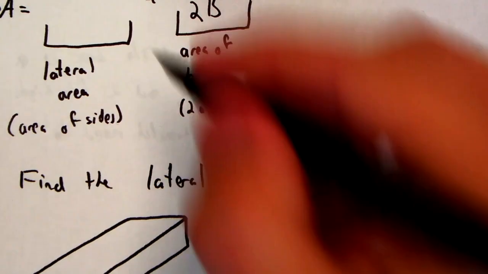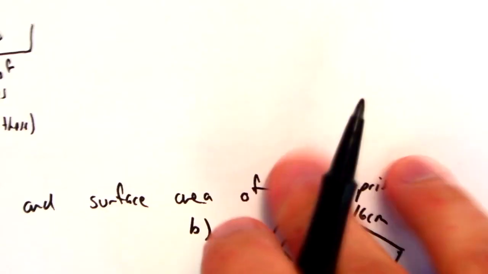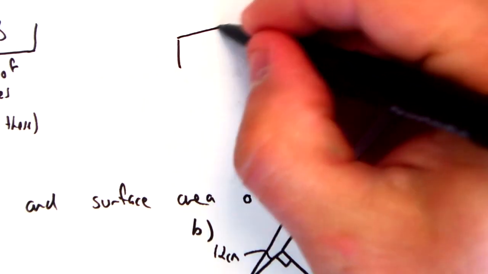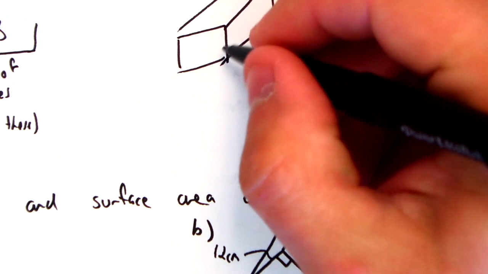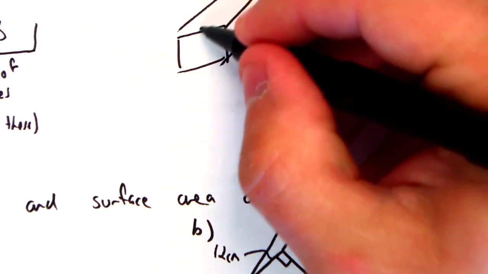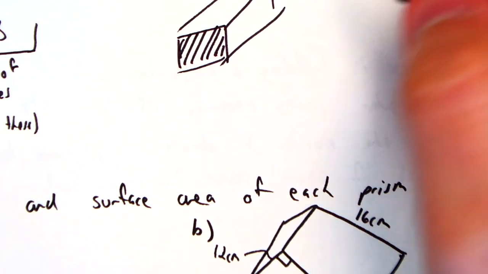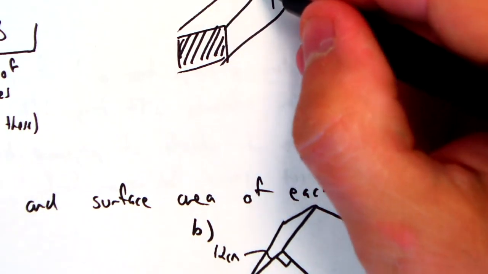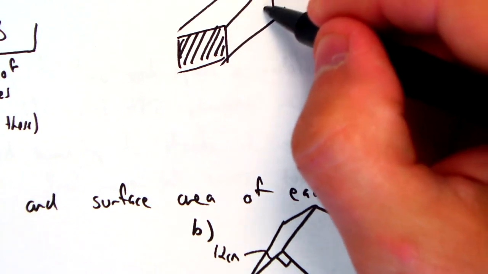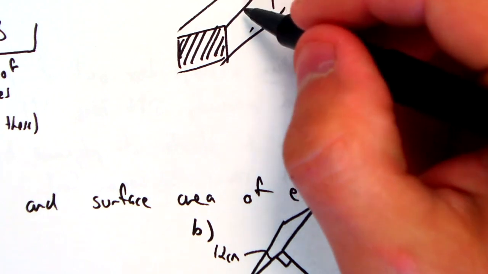Now, when we start talking about the lateral area, again, so if we have a prism, the base would be either this part here, as well as the top part. Now, this, and the opposite two sides are part of the lateral area.